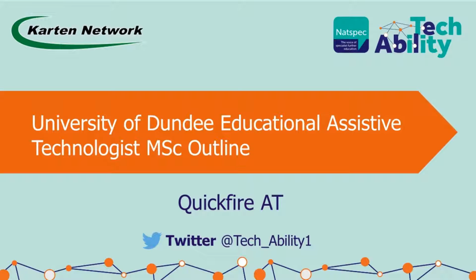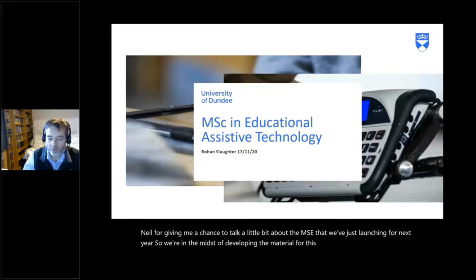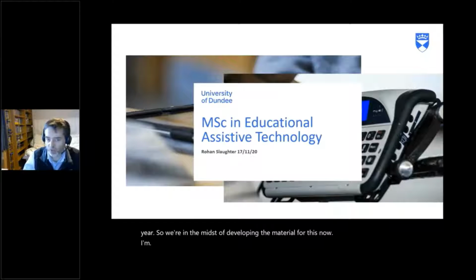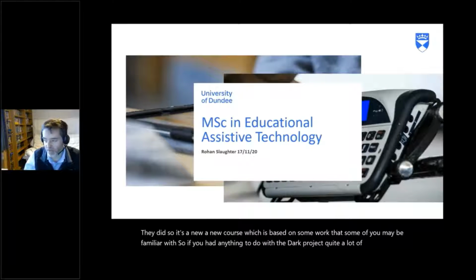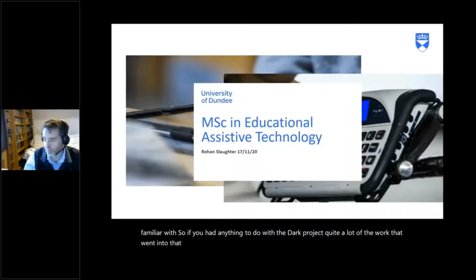University of Dundee Educational Assistive Technologist MSc outline. It's a new course which is based on some work that some of you may be familiar with. So if you had anything to do with the DART project, quite a lot of the work that went into that has been embedded within this new MSc.